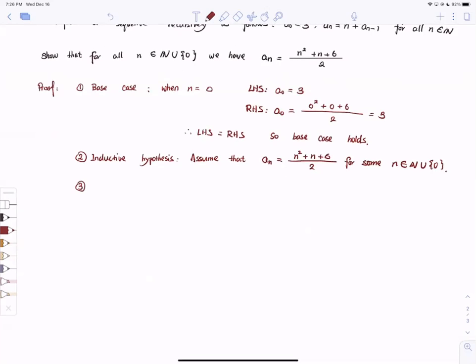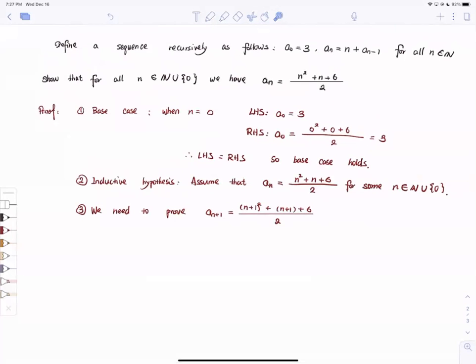Now, induction step. So we need to prove a_(n+1) equals (n+1) squared plus (n+1) plus 6 over 2. So I'm going to start with the left hand side. Was someone talking? No? Okay, cool. So we want to start with the left hand side, so a_(n+1).